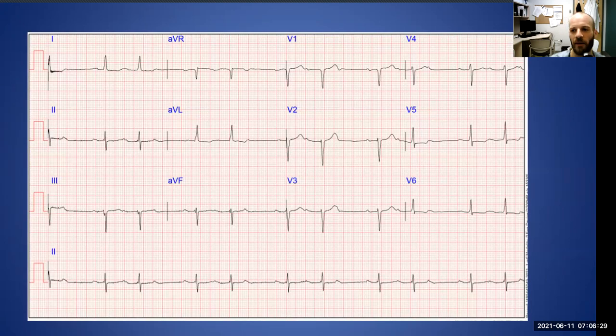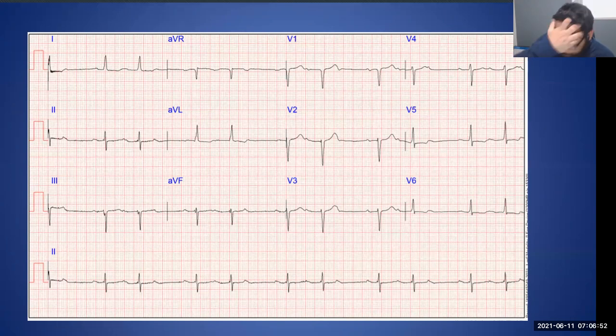Right, so I'm going to need a volunteer to talk through the first one, talking through the things that we looked at last time: the rate, the axis, the intervals, and the regularity. Who wants to go first with the first one? Someone's got to be brave.